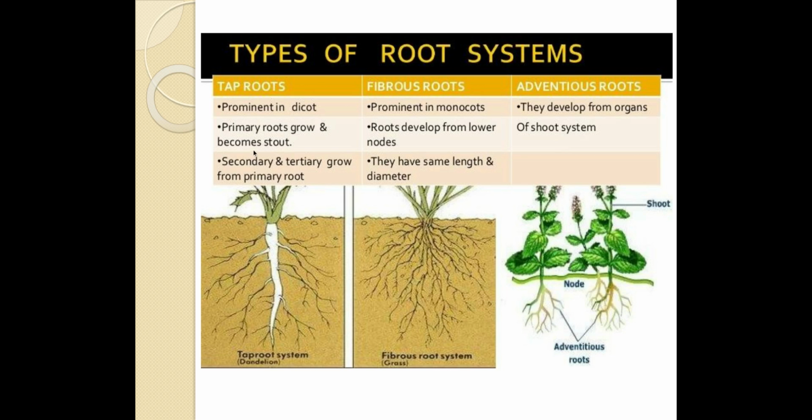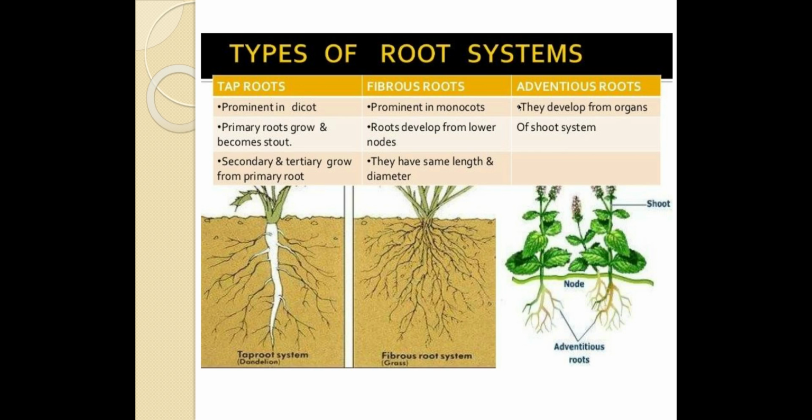All right, the primary root grows and becomes stout. Secondary and tertiary, which means secondary and third, grow from the prominent root. So this would be your primary, this would be your secondary, these would be your tertiary. All right, fibrous roots are predominant in monocots. If you pull it up, a corn stalk would most likely be a monocot. A grass would be a monocot, but grass doesn't flower. So I guess it would eventually if we let them grow big enough. Roots develop from lower nodes, and they have the same length as diameter.